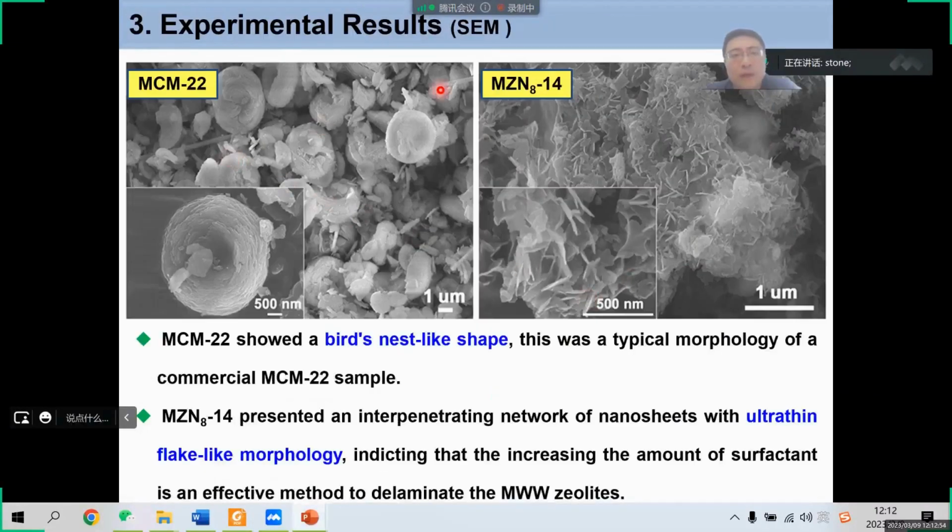We also give the SEM picture for the conventional MCM-22 and typical MZN814. From the SEM photo, we find MCM-22 showed a broad nest-like shape. This is the typical morphology of our commercial MCM-22. But typical MZN814 presents an interpenetrating network of nanosheets with ultra-thin fluid-like morphology. That means increasing the amount of surfactant is an effective way to eliminate MWW zeolite.